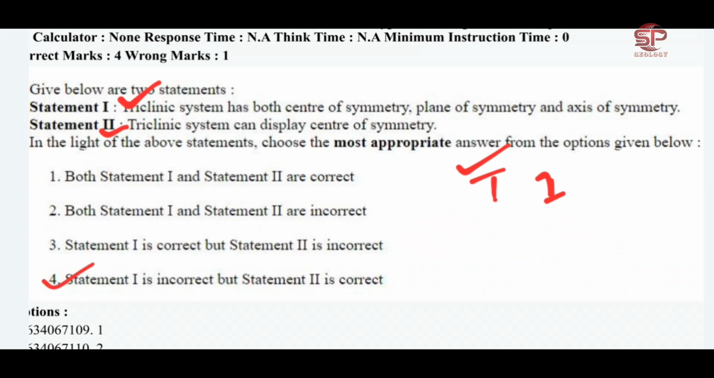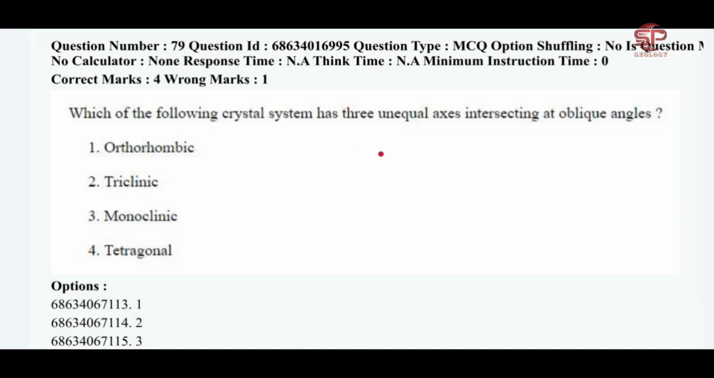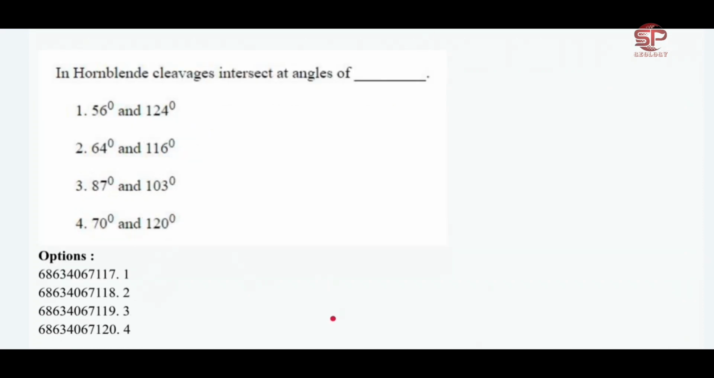Question 4: which of the following crystal systems has three unequal axes intersecting at oblique angles? Obviously it is triclinic: all the axes are unequal and all the angles are unequal. So it is an easy question. Orthorhombic has all perpendicular, unequal axes. Monoclinic has all unequal axes, but the beta angle is not equal to 90 degrees. Tetragonal has all perpendicular axes, and only the horizontal axes are of equal length. The answer will be triclinic.